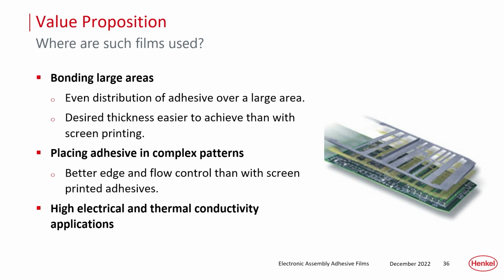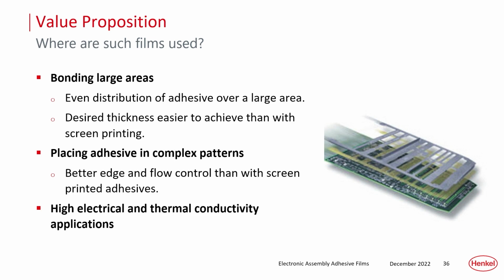It's also particularly useful if you've got complex patterns where it's difficult to get a dispensing pattern that will give a controlled uniform fillet around the part. Maybe you could do that with screen or stencil printing. That's one solution. But if you're using a package or a substrate with a recess or a pocket in it, that's quite difficult to achieve, whereas with a film, it's very easy to achieve. And the final bullet point on there is that some of these more modern films have got quite respectable electrical and thermal conductivity, so they're beginning to be used for power and high frequency type applications.